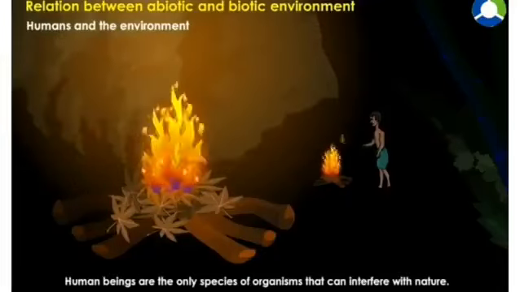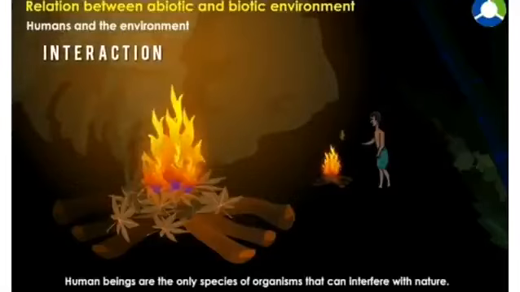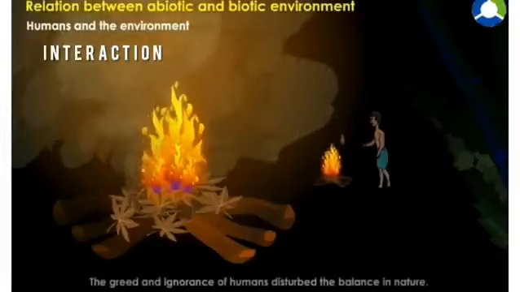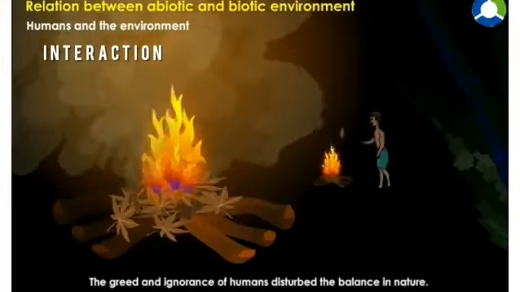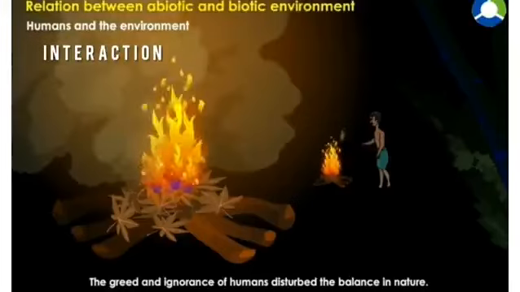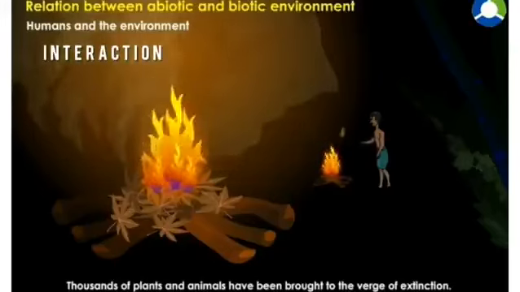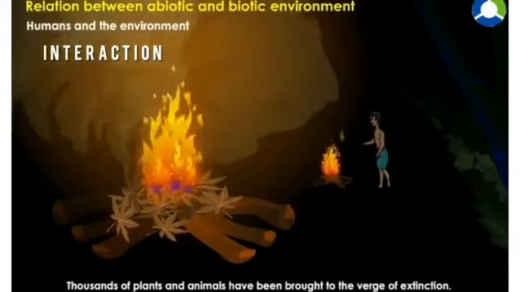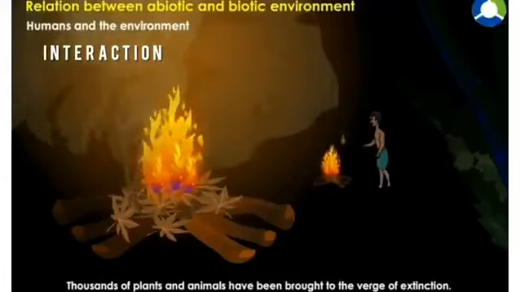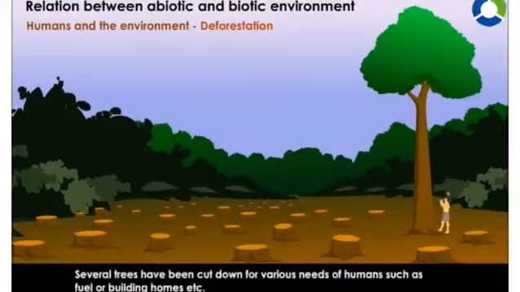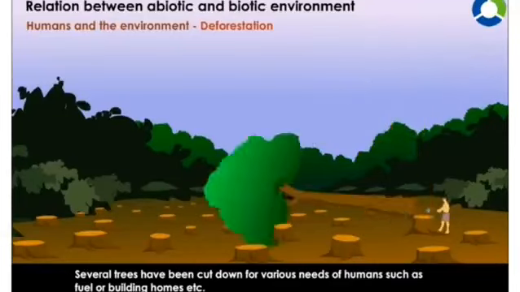Let's study human and environment interaction. Human beings are the only species of organisms that can interfere with nature. The greed and ignorance of humans disturb the balance in nature. Thousands of plants and animals have been brought to the verge of extinction. Several trees have been cut down for various needs of humans, such as fuel or building homes.